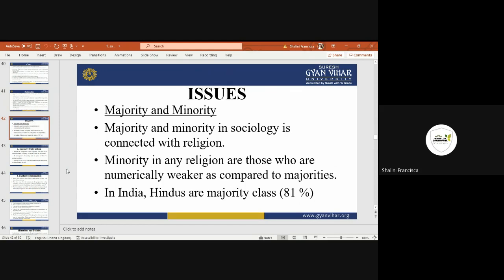Issues: majority and minority. Majority and minority, in sociology, is connected with religion. Minority in any religion are those who are numerically weaker as compared to the majority. In India, Hindus are the majority class, almost 81% of the total population.